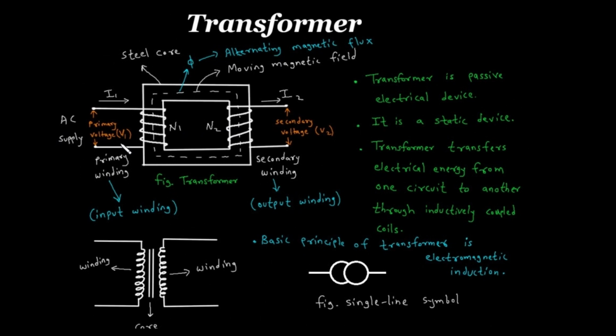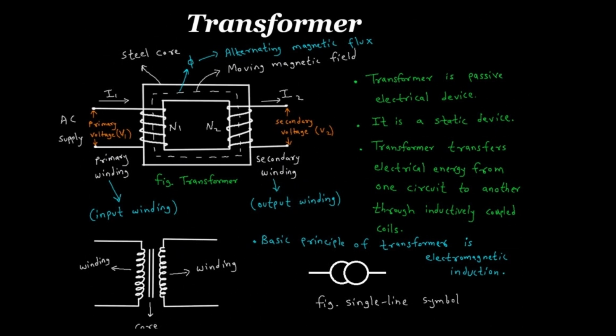Now remember that transformer always works on AC, that is alternating current supply. Transformer does not work on DC, it only works on AC. Now here this primary winding is the input winding and this secondary winding is the output winding.